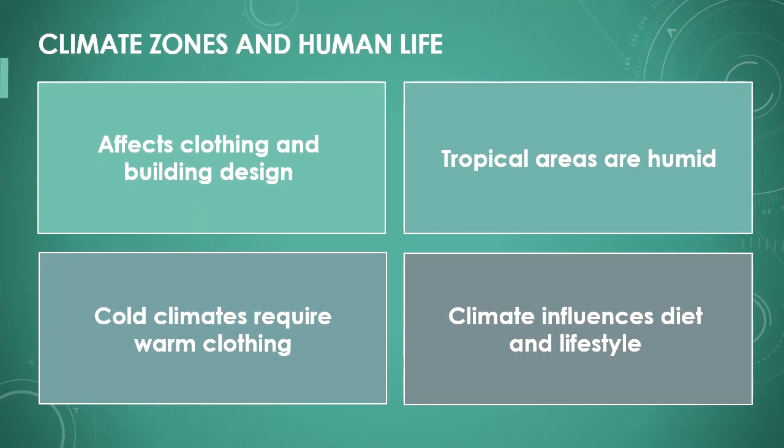The different climate zones also influence human life. In tropical areas, many people live in warm, humid environments and have specially designed buildings and clothing to adapt to the climate. In colder climates, people wear thick clothing and build houses to retain heat. The climate also affects diet and lifestyle.